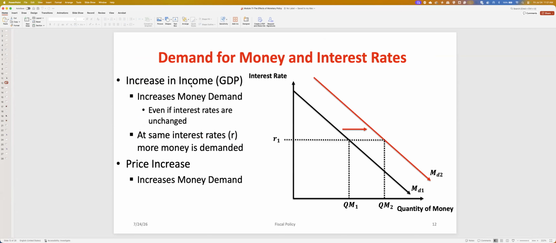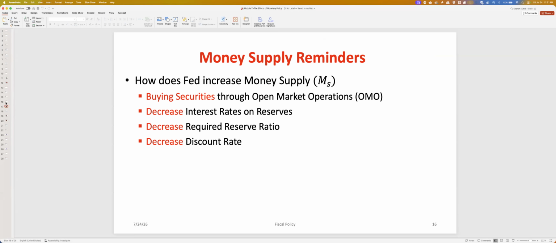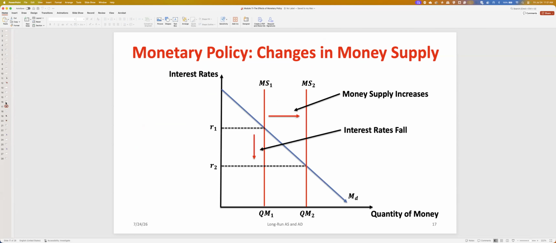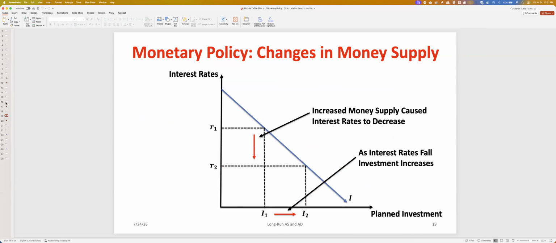We then said the things that impact money demand would be changes in real GDP or income, or changes in prices. Okay. So we'll keep using those and think about when these interest rates change, what's then going to happen to planned investment or investment in the physical capital. So we already alluded to this with fiscal policy, but just to review it a little bit here before we get a little more complicated.